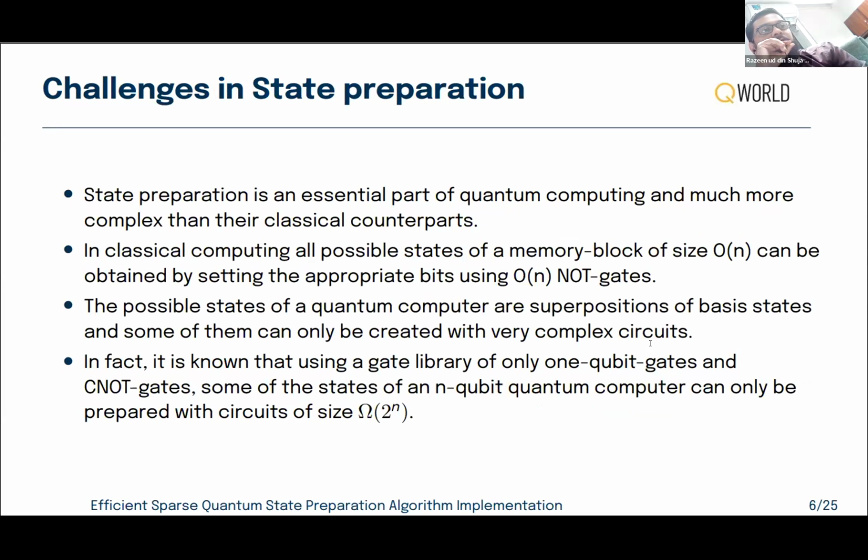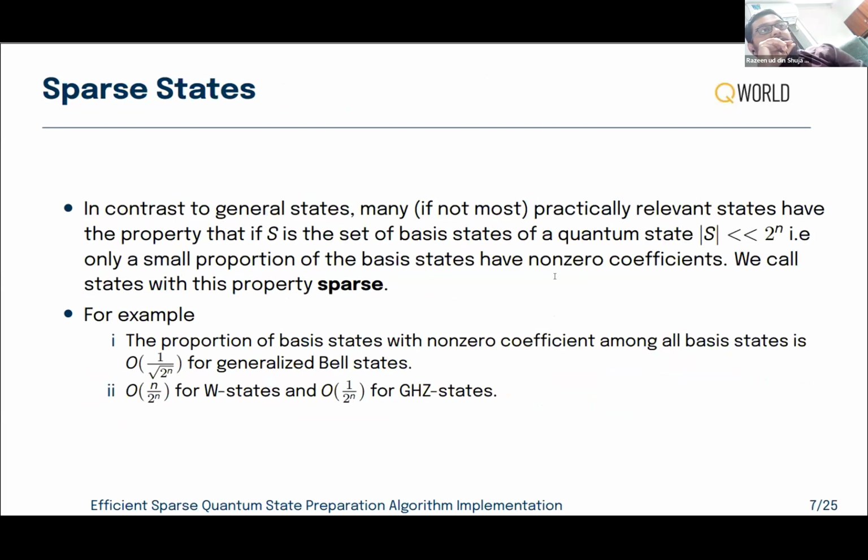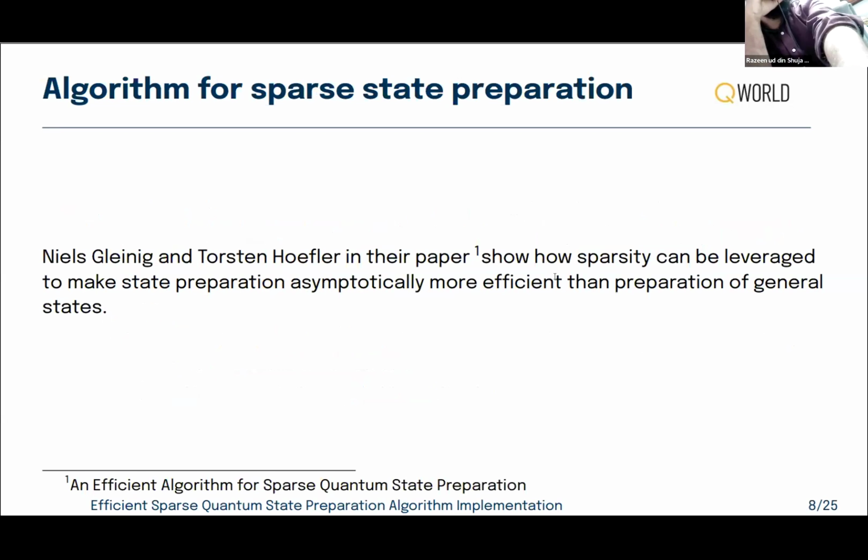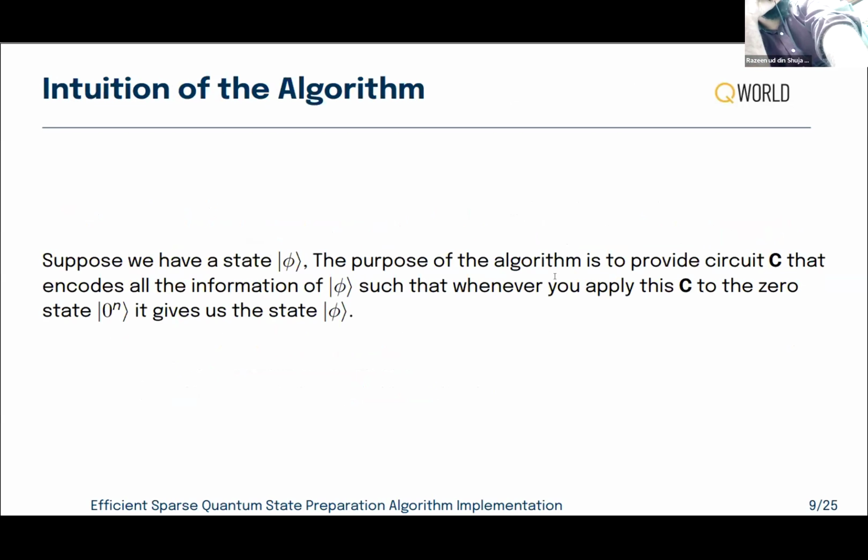If we are using a gate library of 1 qubit gates and C0 gates, a general state of an n qubit quantum system can be prepared with a circuit of size omega of 2 to the n. But we have this sparsity. In contrast to general states, many practically relevant states have the property that only a small proportion of the basis states have non-zero coefficients, and we call a state with this property sparse. The well-known Bell states and GHZ states are famous examples. Sparsity can be leveraged to make state preparation more efficient than the preparation of general states. This is the intuition of the algorithm.